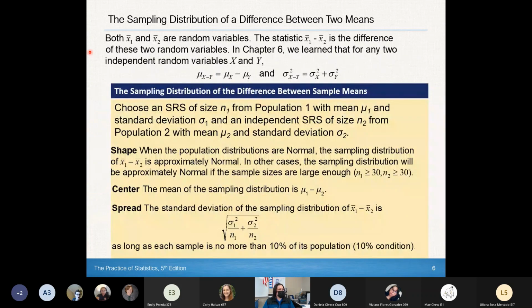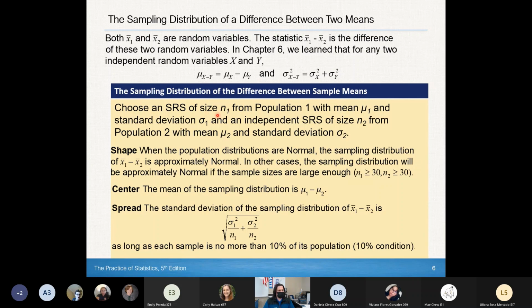So then both x bar sub 1 and x bar sub 2 are random variables. The statistic x bar sub 1 minus x bar sub 2 is the difference of these two random variables. Once again, in chapter 6, we learned that for any two independent random variables, x and y, the mean of x minus y is the mean of x minus the mean of y, and the variance of x minus y is equal to the variance of x plus the variance of y. So that gives us everything we need to be able to come up with the sampling distribution and describe it.